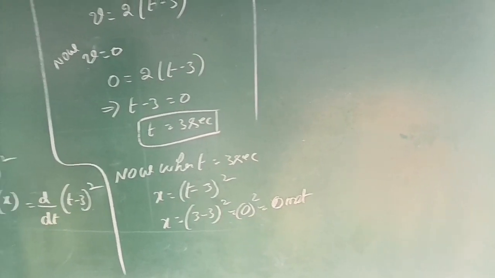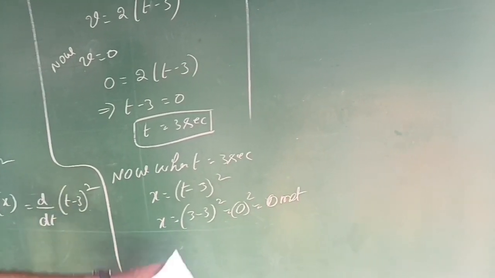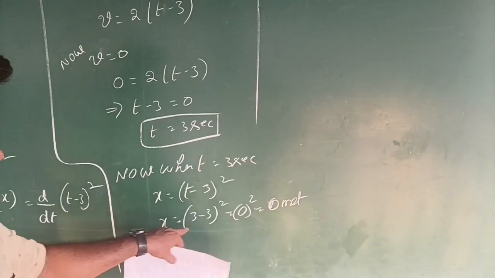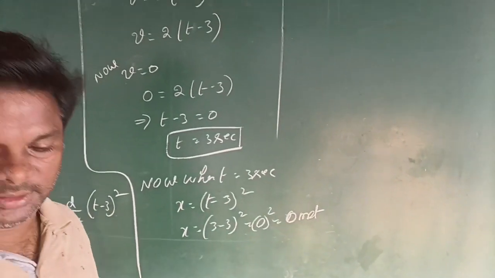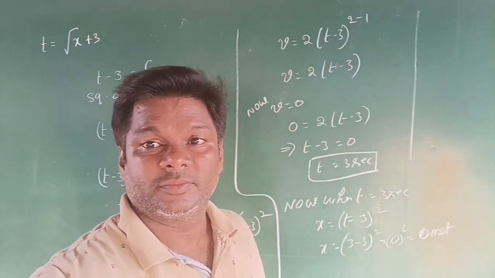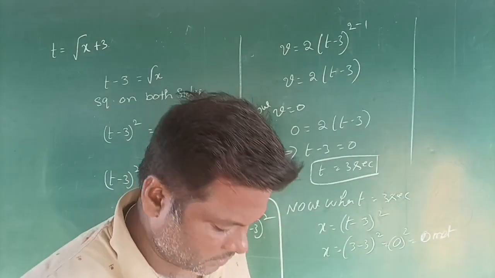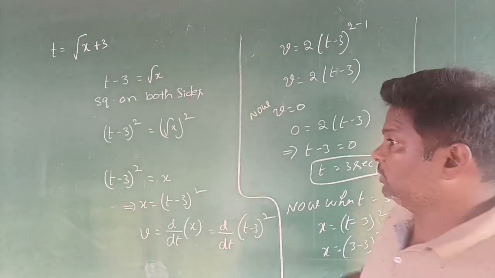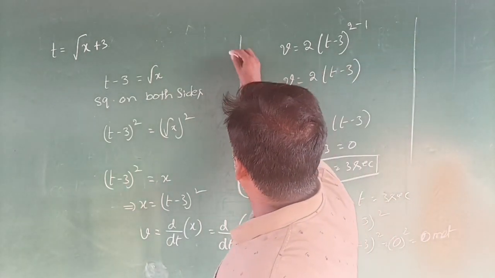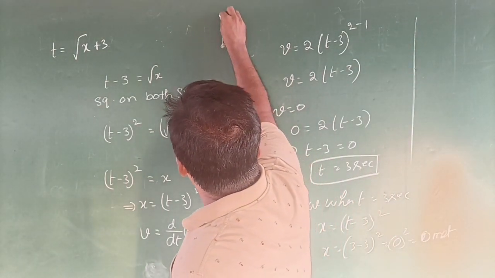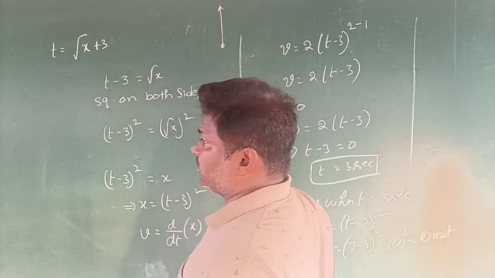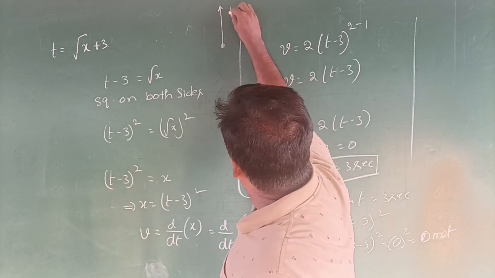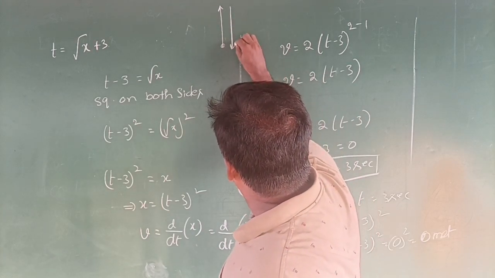How? Look, we are getting x is equal to 3 minus 3. Displacement is equal to 0. You are getting 0 meters. Okay, note it down. How you are getting? Suppose an object is projected vertically up, and it is coming down in this way and reaches the same location.